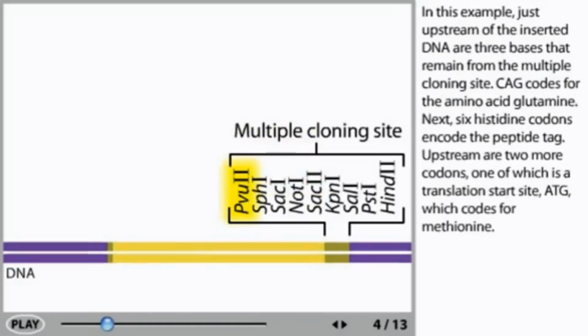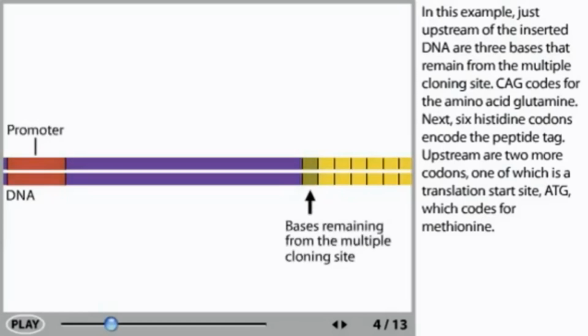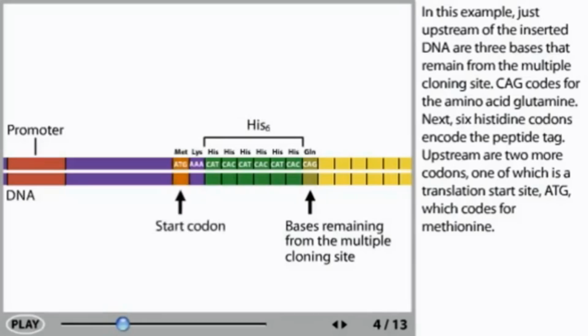In this example, just upstream of the inserted DNA are 3 bases that remain from the multiple cloning site. CAG codes for the amino acid glutamine. Next, 6 histidine codons encode the peptide tag. Upstream are 2 more codons, one of which is a translation start site, ATG, which codes for methionine.